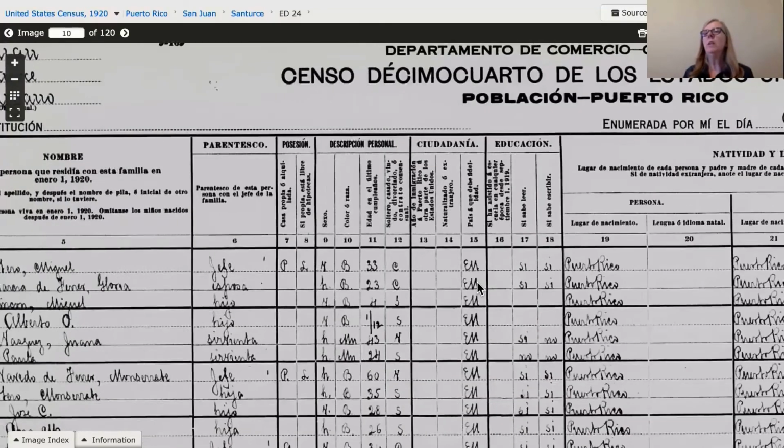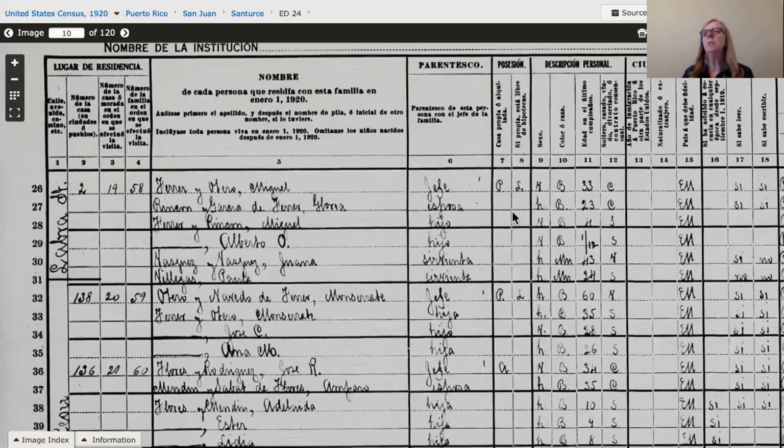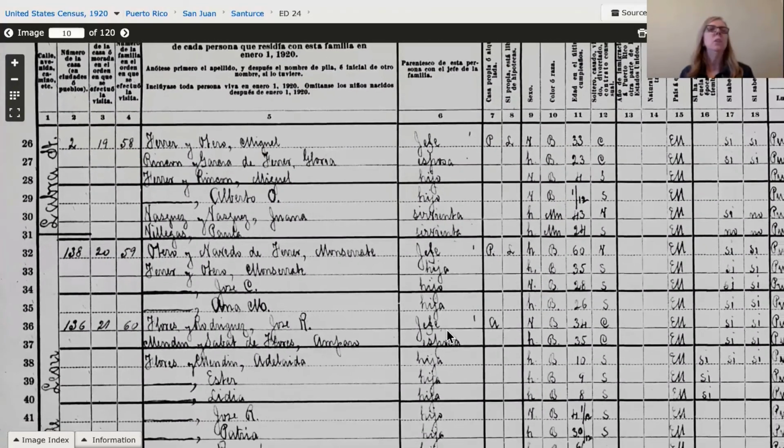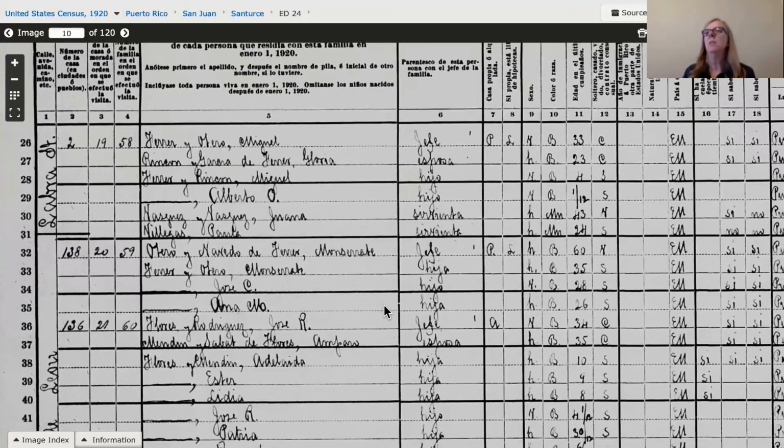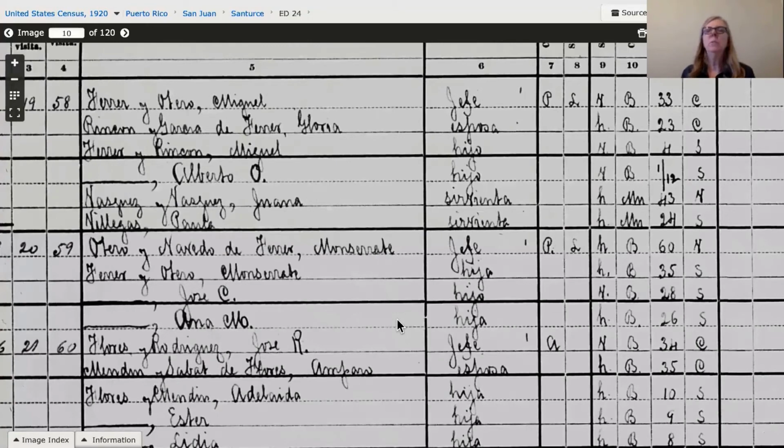Let's go back over here and look at Miguel and his family. It's also important when looking at the census to look at the neighbors, because sometimes the neighbors are family relatives. So let's take a look. I've zoomed in a little bit. Here we have Monserrate Otero y Navedo de Ferrer, and this is a female. She is the head of the household, and she has 3 children. Notice these 3 children share the same name, Ferrer y Otero, as Miguel, who we saw up here.